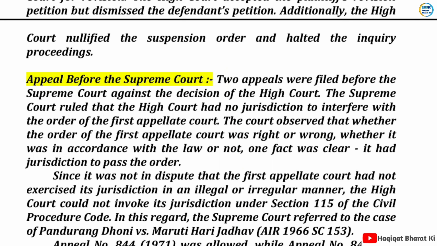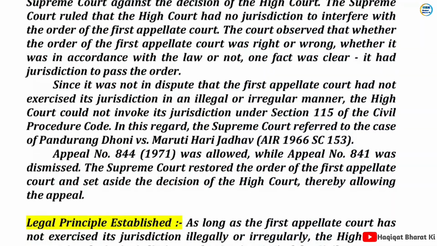The Supreme Court ruled that the High Court had no jurisdiction to interfere with the order of the first appellate court. The court observed that whether the order of the first appellate court was right or wrong, whether it was in accordance with the law or not, one fact was clear: it had jurisdiction to pass the order. Since it was not in dispute that the first appellate court had not exercised its jurisdiction in an illegal or irregular manner, the High Court could not invoke its jurisdiction under section 115 of the Civil Procedure Code.